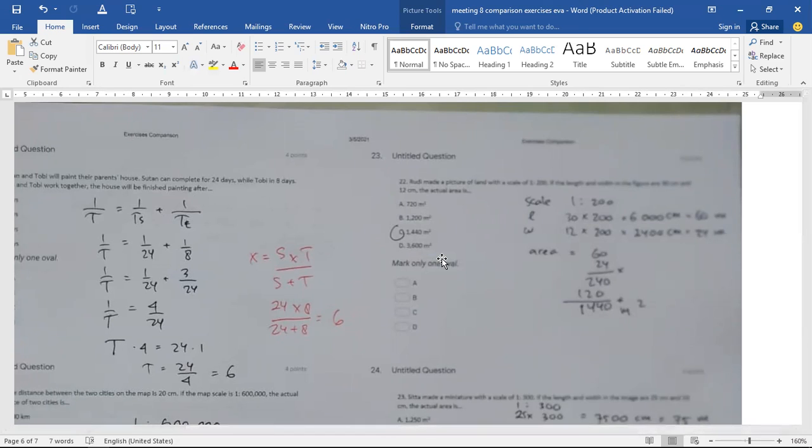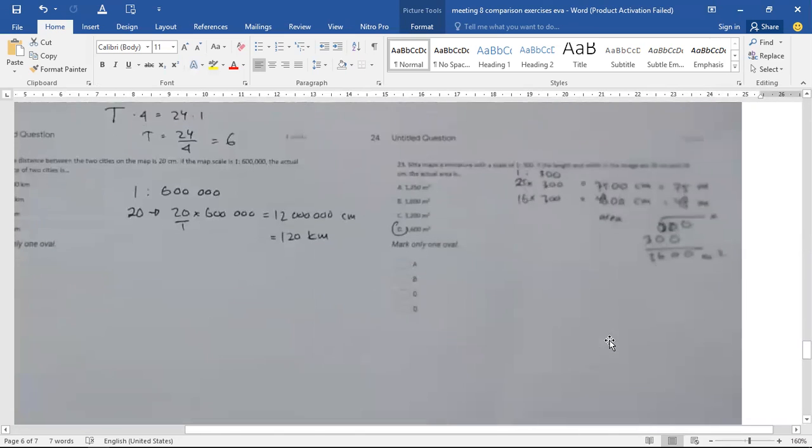Next, again, it's about scale. So scale 1 over 200. If on the picture it is 30, so 30 times 200 is 6,000, so 60 meters. And 12 times 200 is 2,400 centimeters, or 24 meters here. And then the area is 60 times 24, so 1,440 square meters.